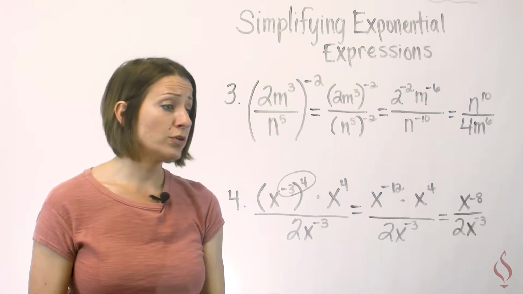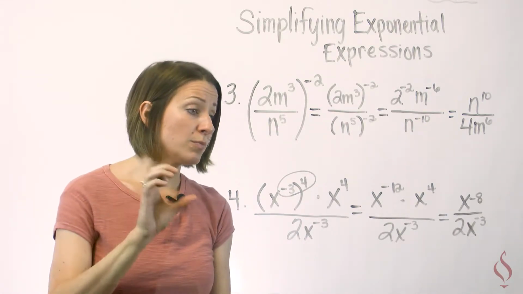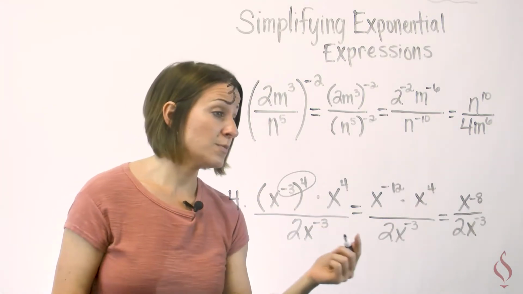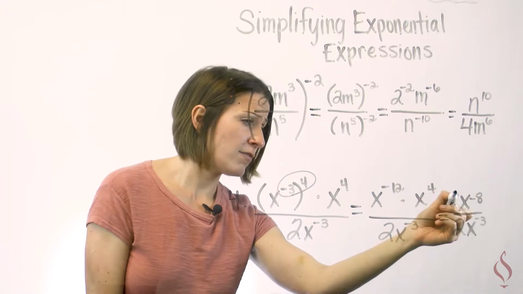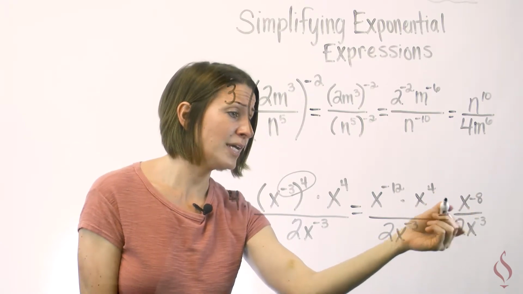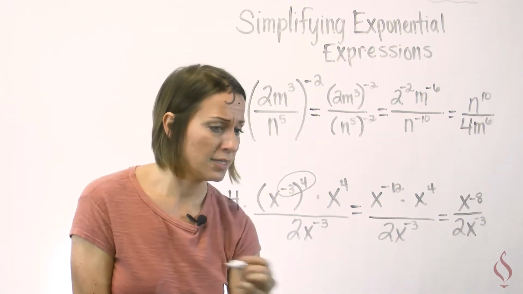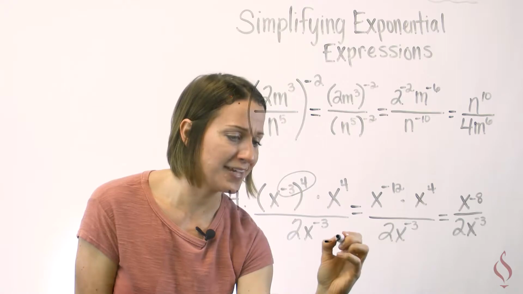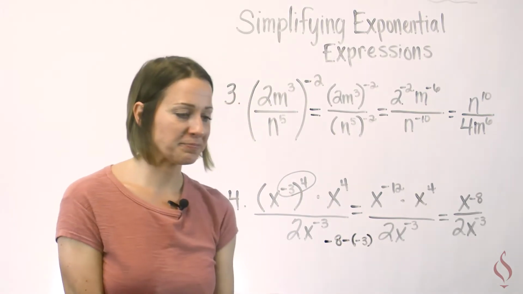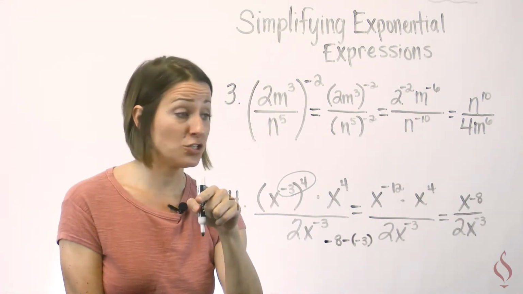Now we're going to use the quotient rule. That says, again, when the bases are the same, that both of them are x's, we can subtract these two exponents. So over here we have negative 8 take away negative 3. Let me write that down somewhere. Negative 8 take away negative 3, which would be a negative 5. And that answer stays in the numerator.